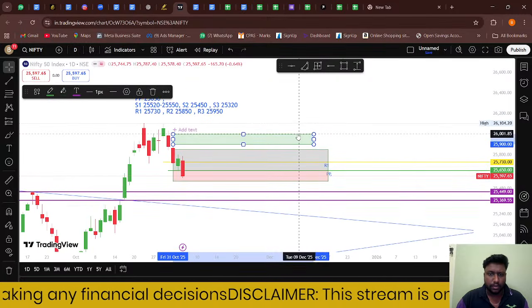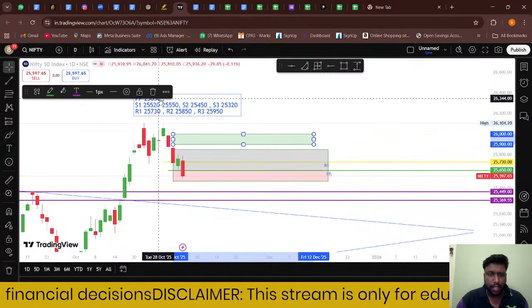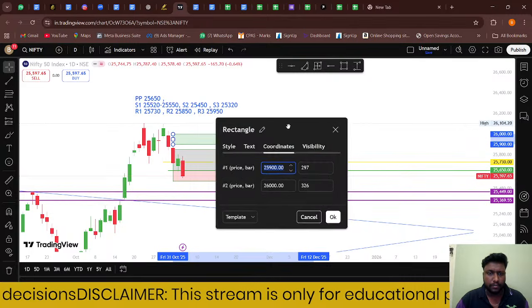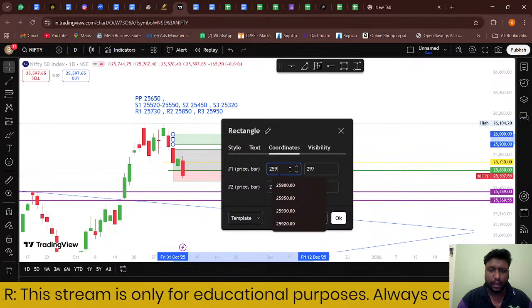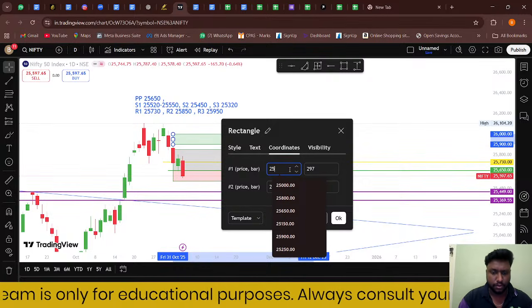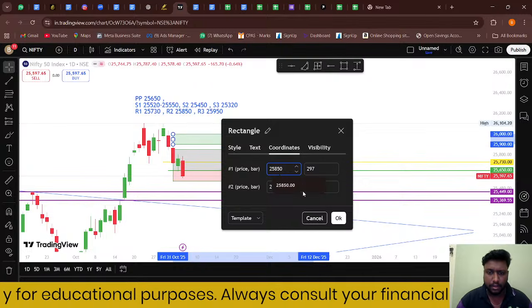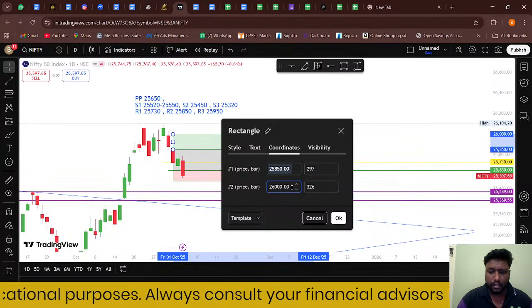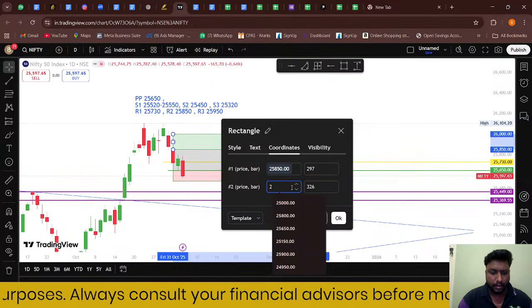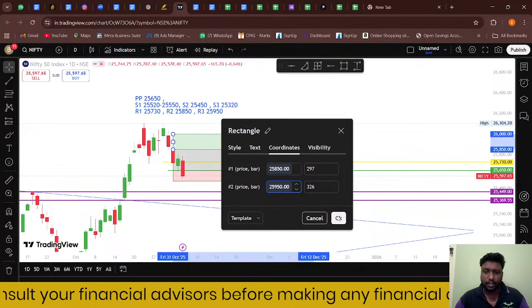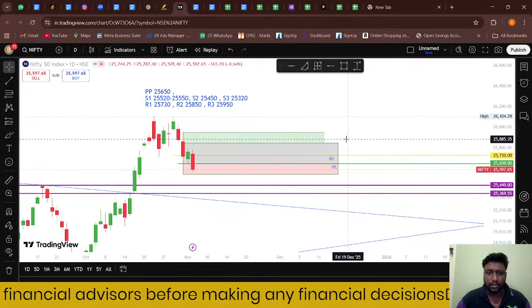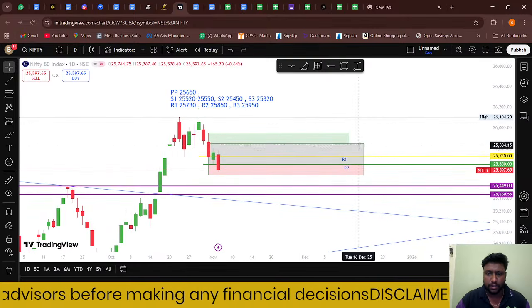With respect to this, the bullish zone will be R2. We always consider R2 and R3 as the bullish zone. So I'll mark 850 first. After that, our R3 is at 25,950. Yesterday, you can clearly see, it was at 26,000, so it is gradually decreasing to the downside.